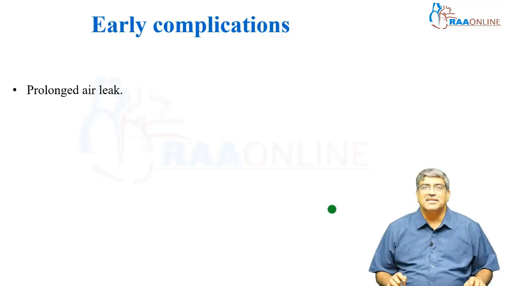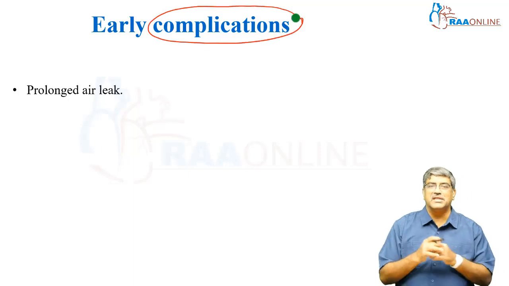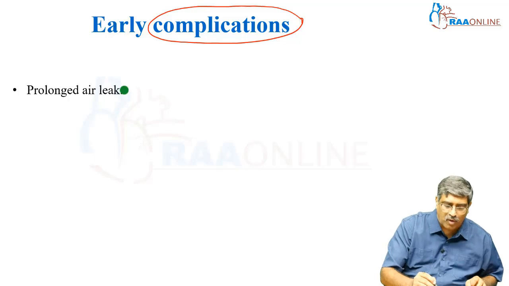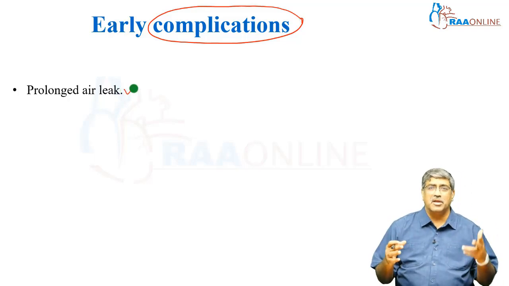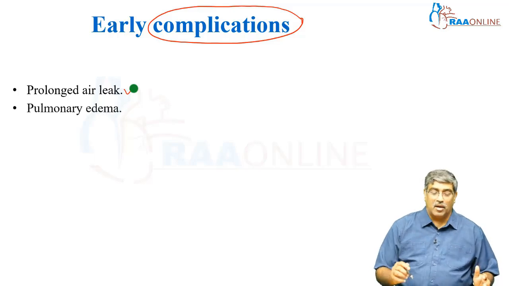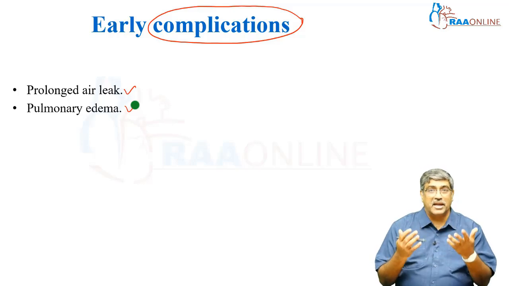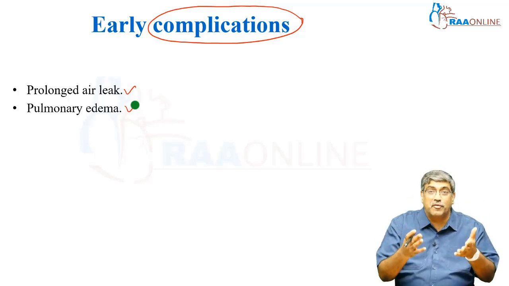Now coming to the second part. What are the complications you face in thoracic surgery? A few early complications include prolonged air leak. For example, a bulla or a bleb, you can have air leak. Pulmonary edema. This can be in the postoperative period. It can be negative pressure pulmonary edema or reperfusion pulmonary edema or related to your fluid management.